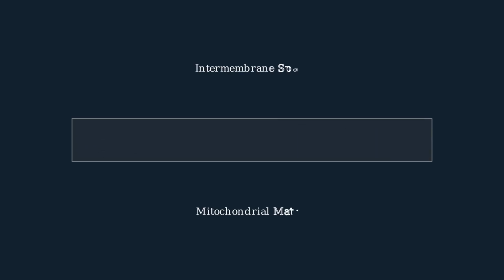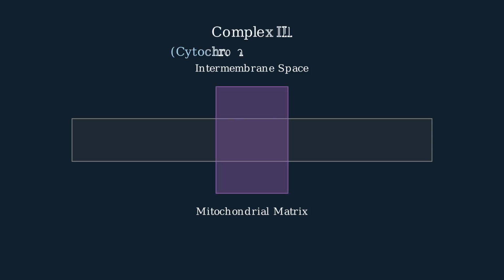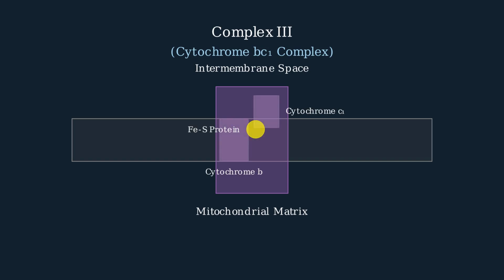Complex 3 is embedded in the inner mitochondrial membrane, separating the matrix from the intermembrane space. This large multi-subunit protein complex, also known as the cytochrome b-c1 complex, is a crucial component of the electron transport chain. Complex 3 contains several key components: cytochrome b with 2 heme groups, a Rieske iron-sulfur protein, and cytochrome c1. The complex receives electrons from the reduced form of coenzyme Q, called ubiquinol, and transfers them to cytochrome c.